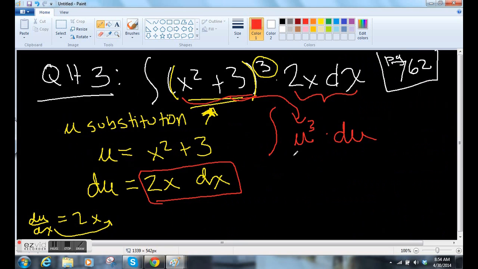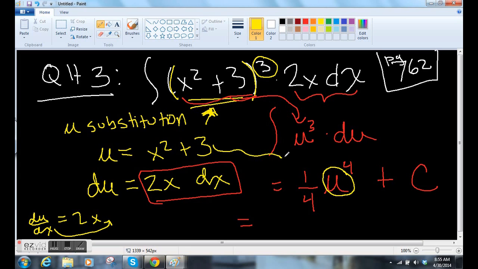over 5. So in this case, we do our same rule that we learned in section 12.1. We add 1, u to the 4th, and then take 1 over 4. Where's our constant? There it is, you get a cookie. And then we plug. You can't leave it in terms of u. So you have to plug it back in when you're done. So now we take this and we put it back.